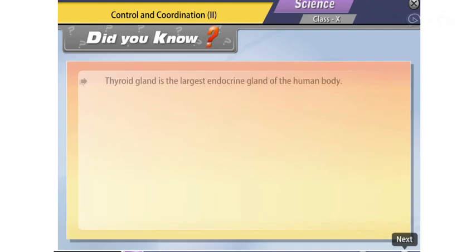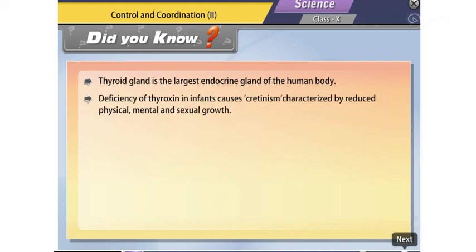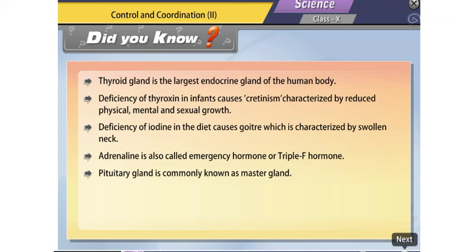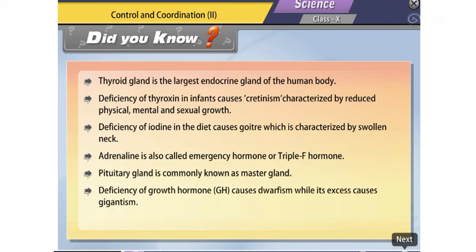Did you know? Thyroid gland is the largest endocrine gland of the human body. Deficiency of thyroxine in infants causes cretinism, characterized by reduced physical, mental, and sexual growth. Deficiency of iodine in the diet causes goiter, which is characterized by swollen neck. Adrenaline is also called emergency hormone or triple F hormone. Pituitary gland is commonly known as master gland. Deficiency of growth hormone, GH, causes dwarfism, while its excess causes gigantism. Deficiency of insulin causes diabetes.